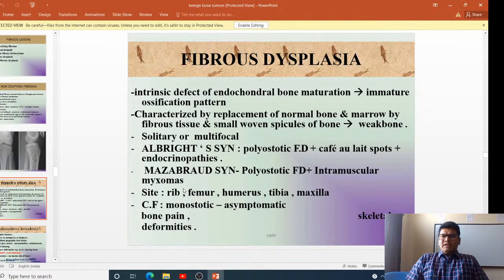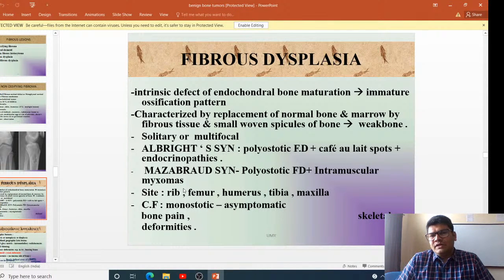Fibrous dysplasia is an intrinsic defect of endochondral bone formation. It is an immature ossification pattern characterized by replacement of normal bone and marrow by fibrous tissue. It can be solitary or multifocal. Albright's syndrome is polyostotic fibrous dysplasia with café-au-lait spots and endocrinopathies. Mazabraud syndrome is polyostotic fibrous dysplasia with intramuscular myxomas. These are the syndromes associated with fibrous dysplasia.